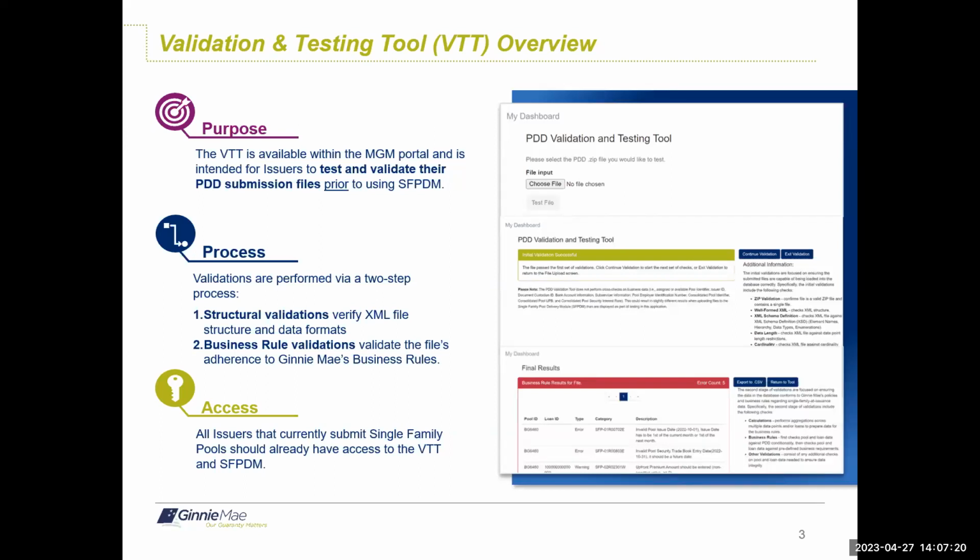Next, the process that happens within the validation and testing tool is a two-step process. The first step that your file will go through is a structural validation to verify the XML file structure or schema, and to verify and validate the data formats of the various elements that you all are doing. And then next, it goes through basically a two-step business rule validation process that we'll go through in a little more detail a little bit later. And that's where we confirm that your file is adhering to Ginnie Mae's business rules.